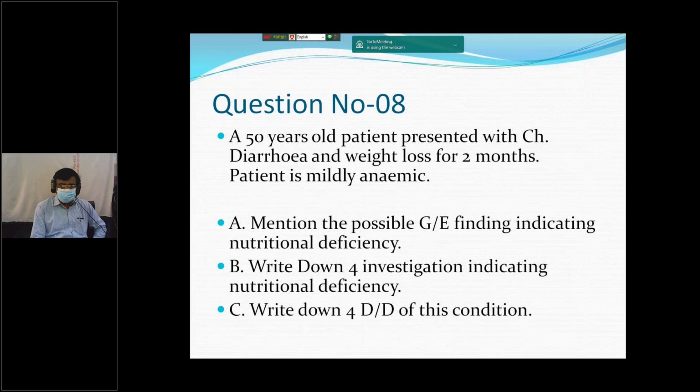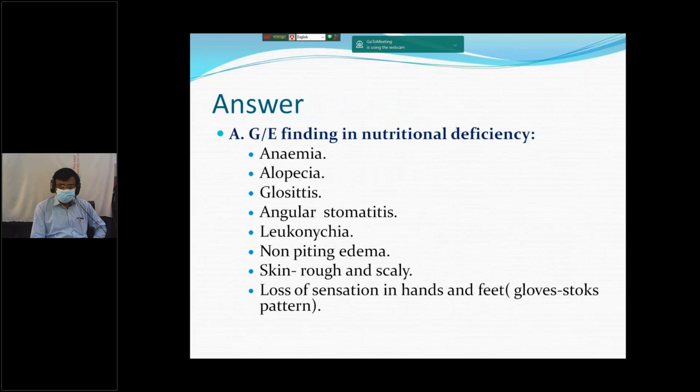Our next question is: a 50 years old patient presented with chronic diarrhea and weight loss for 2 months. The patient is mildly anemic. Mention possible general examination findings indicating nutritional deficiency. The general examination findings in nutritional deficiency are anemia, alopecia, glossitis, angular stomatitis, leukonychia, non-pitting edema, and skin rough and scaly, loss of sensation in hands and feet due to vitamin B12 deficiency.